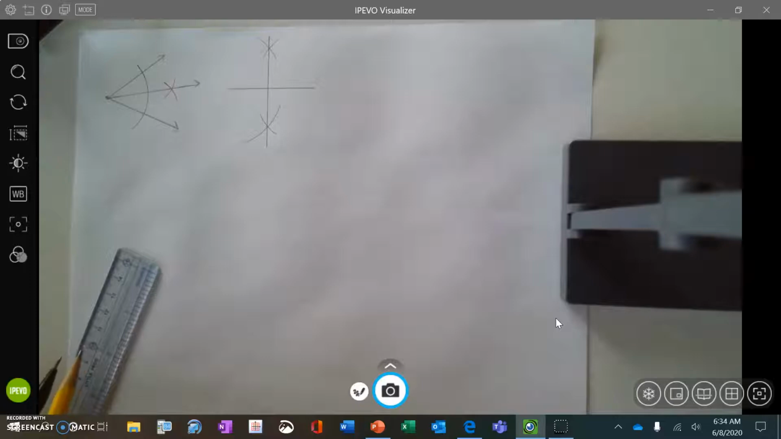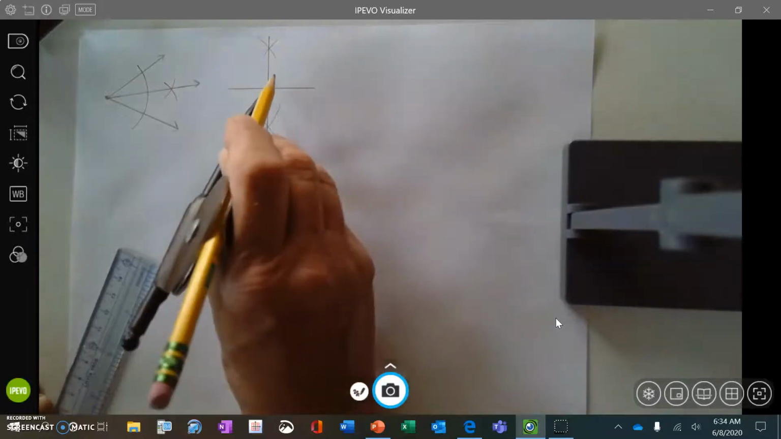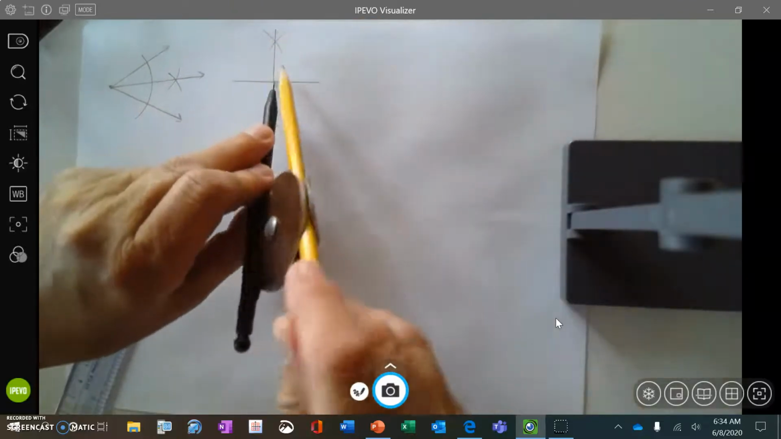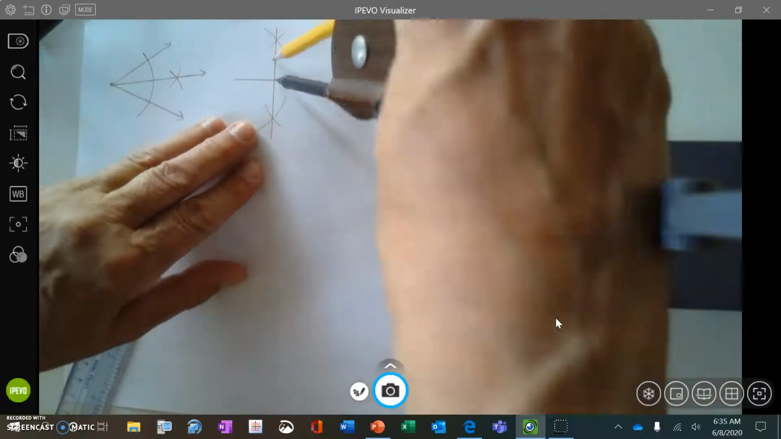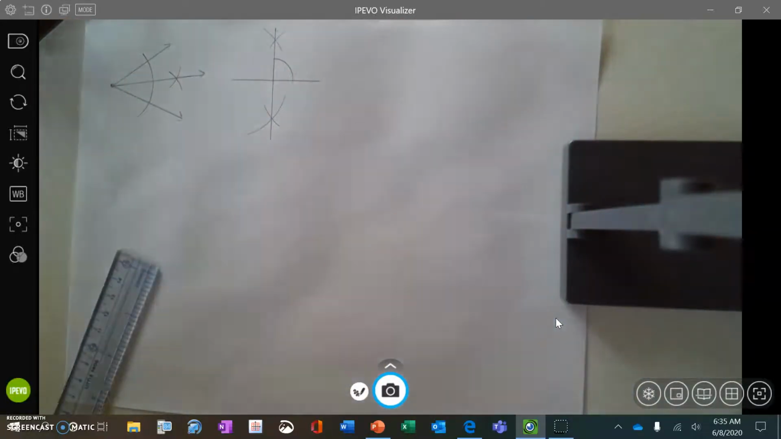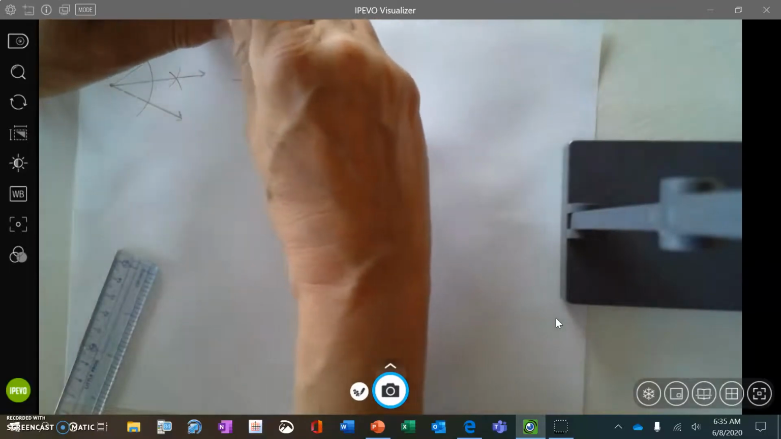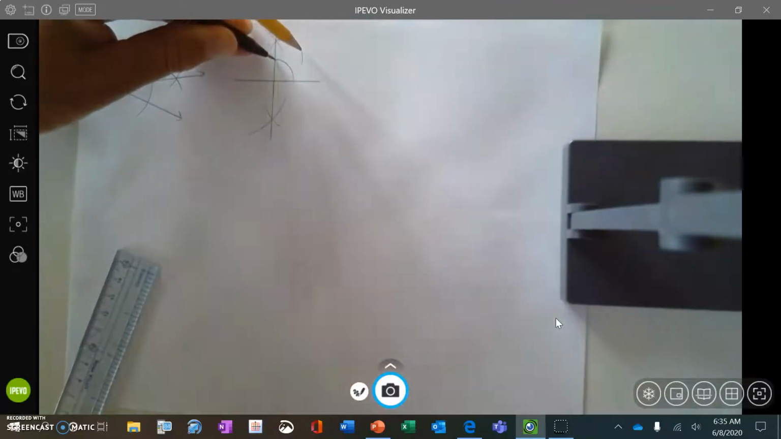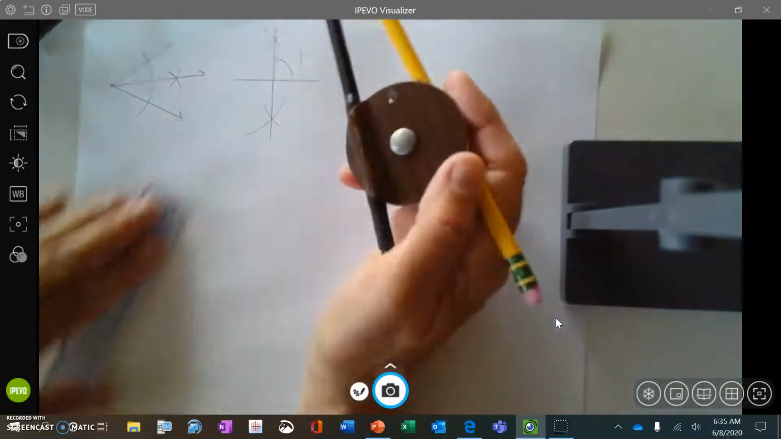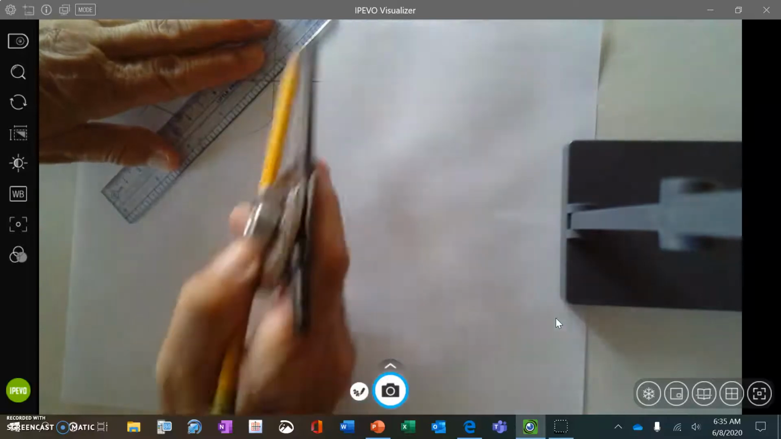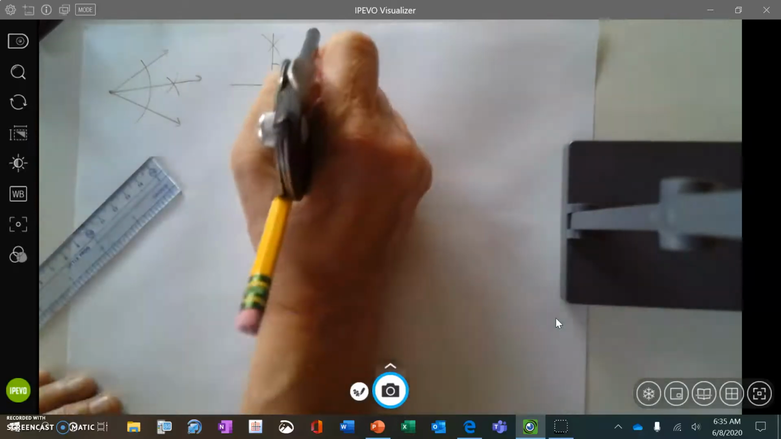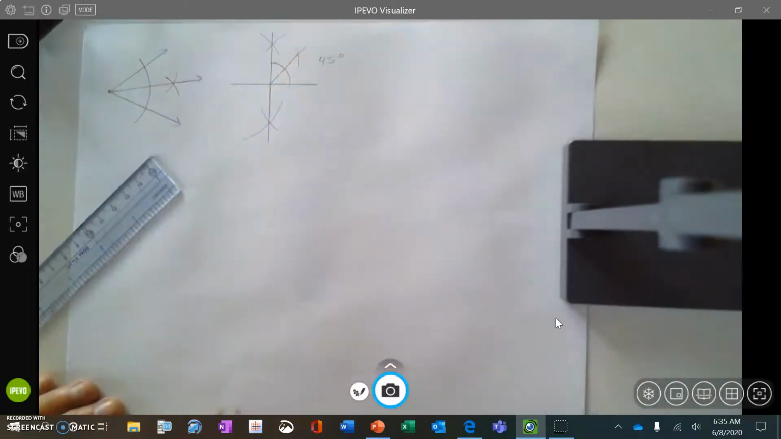If I have a 90-degree angle, I can now do an angle bisector of the 90-degree angle. So I stab in at the vertex, swing an arc that goes through both sides of the angle. From one of those intersections, make an arc. From the other intersection, make an arc. And now connect that point to the vertex. So I now have a 45-degree angle.